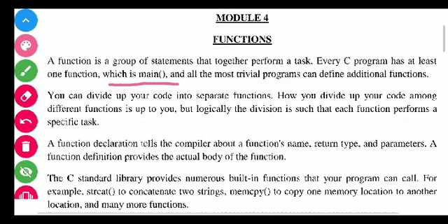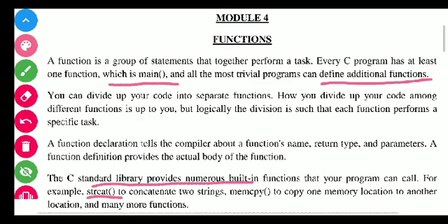Every program has at least one function, which is called the main function. Depending upon the programmer, we can add more functions to a program. There are built-in functions, which are included in the library of our C programs. Such built-in functions include strcat, which is used to concatenate two strings.